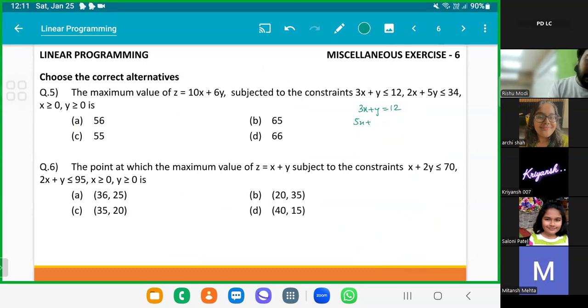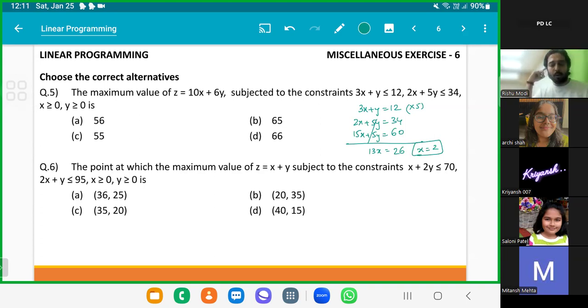5x plus 2x plus 5y equal to 34. We multiply this by 5. 5 3s are 15 plus 5y equal to 60. We subtract this, we'll get 13x is equal to, I think so, 26. So x is equal to 2.